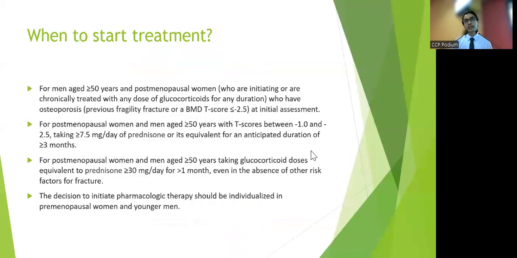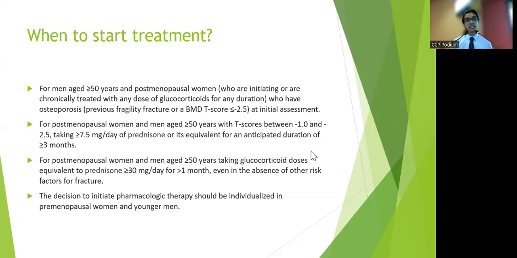Current guidelines recommend starting treatment for osteoporosis depending on the patient's age and dose of the steroids. So in the demographic group of postmenopausal women and males more than 50 years of age, if they have a fragility fracture or bone mineral density less than minus 2.5, then irrespective of the steroid dose, we have to start treatment as in any other patient with osteoporosis.